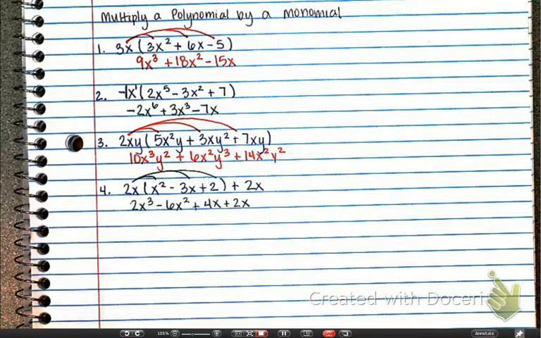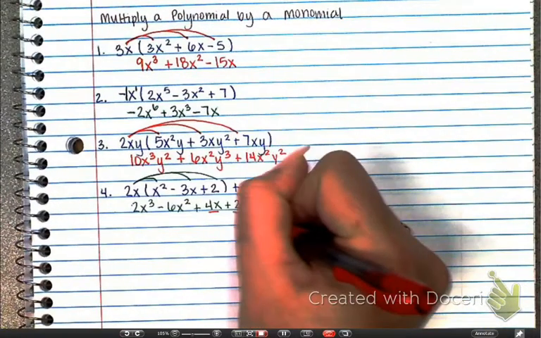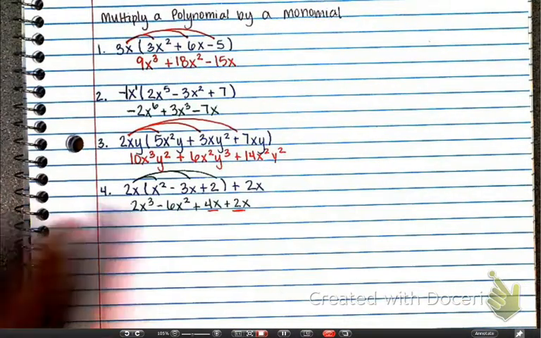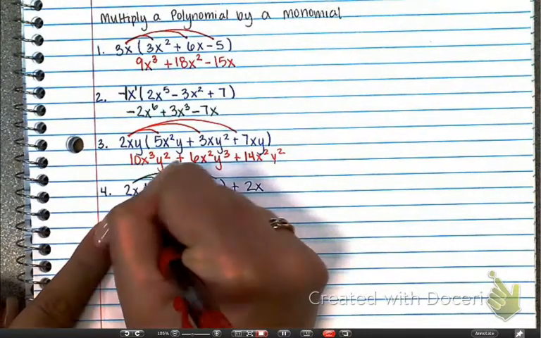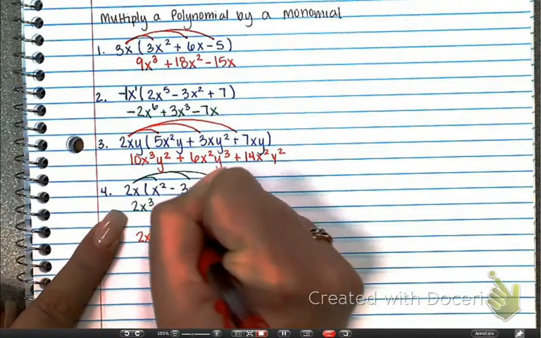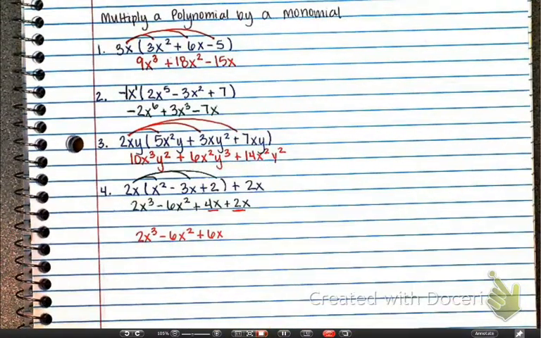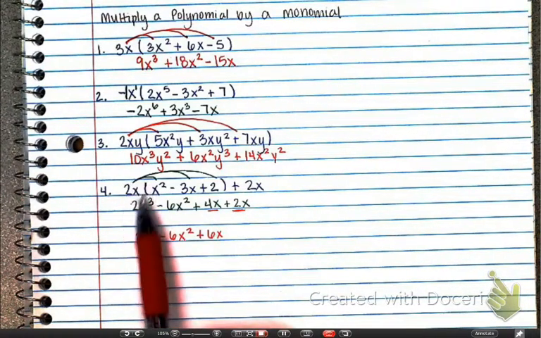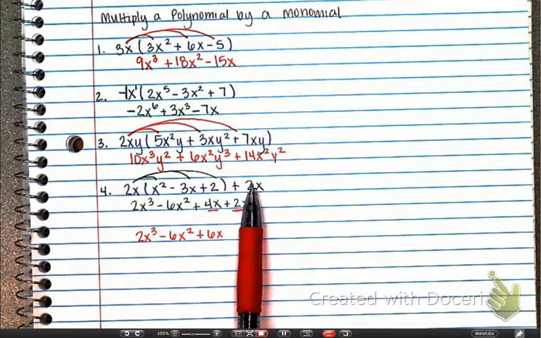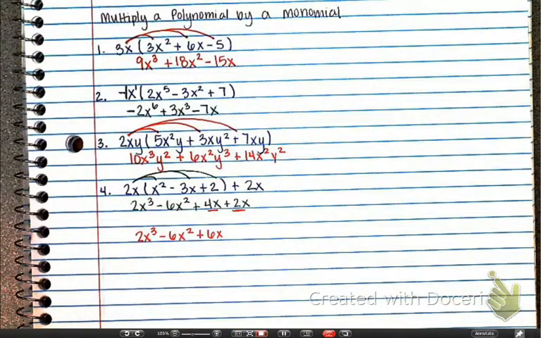Same variable, same exponent. So my like terms are 4x and 2x. So everything else I'm going to rewrite. 2x to the third minus 6x squared plus 6x. Okay, so it's multiplying, and then it's a combination of the combining like terms that we did on Tuesday. A lot of you got that on your own. But again, make sure that this 2x in the front does not get distributed back here because it's not a part of that. Okay?